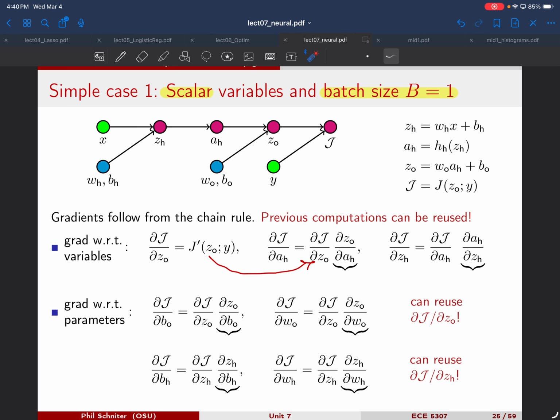So let me ask, is Thomas Wu here? Okay, what about Wes Waterstreet? Okay, Wes. So based on the equations here on the right, what would dZO dAH be?